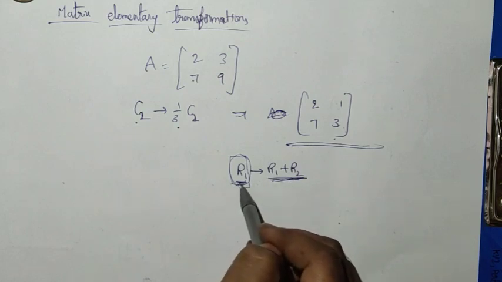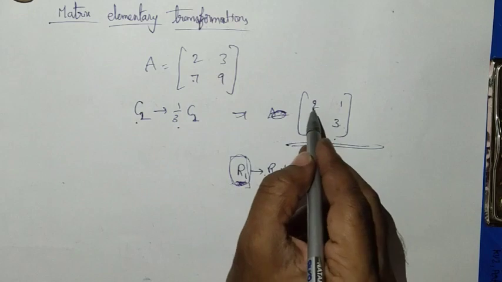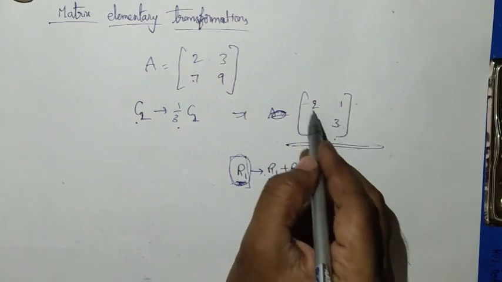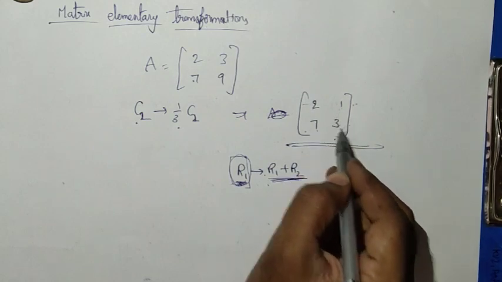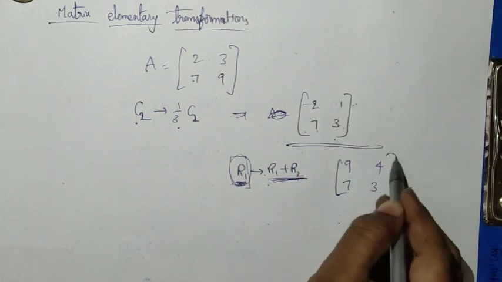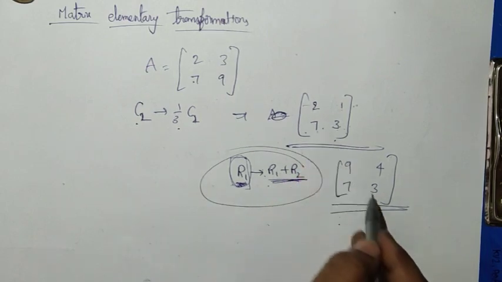That means row 1 will be affected as row 1 plus row 2. That means row 1 I am going to write as row 1 plus row 2. Row 1 elements are 2 1, row 2 is 7 3. So 2 plus 7, how much? 9. 1 plus 3, how much? 4. So 7 3. This is the matrix after applying the operation on this matrix.